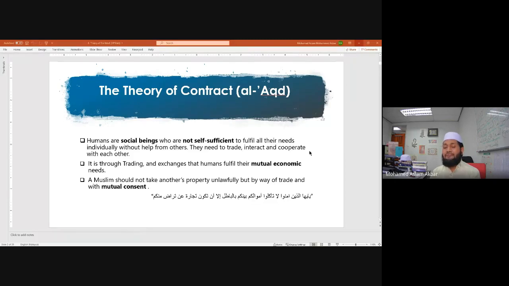So there is a mutual exchange, what we call today mutual economic needs. That's the reason why it is through trading and exchanges that humans fulfill their mutual economic needs. Then the Muslim should not take another's properties unlawfully, but only by way of trade with mutual consent. So it is haram to take somebody's property unless there is mutual consent. Okay, you can take my property, in exchange you give me that.